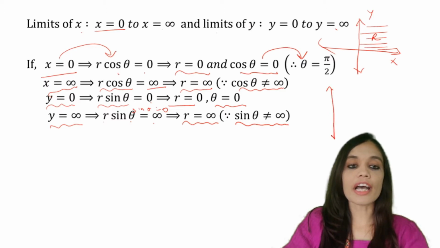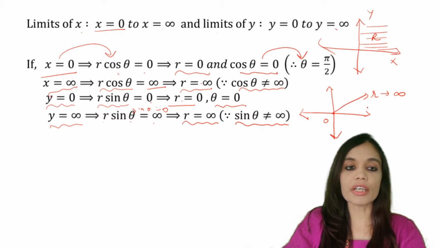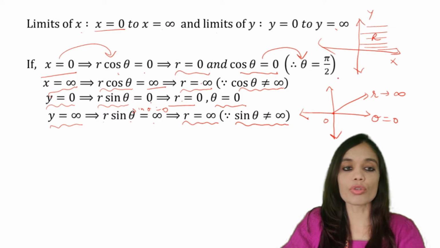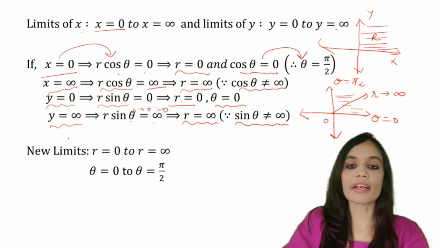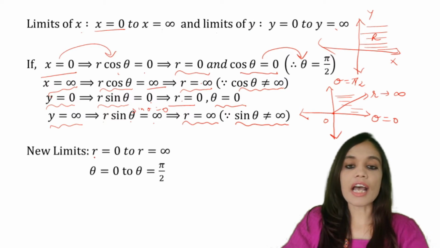Now, let us draw the graph in our r and theta plane, right? Now our r is ranging from 0 to infinity, right? So r is ranging from 0 to infinity and our theta moves from 0 to pi by 2. So from this also our region is our first quadrant, right? So now let us evaluate and write our limits, that is r is equal to 0 to r is equal to infinity and theta is equal to 0 to theta is equal to pi by 2, right?